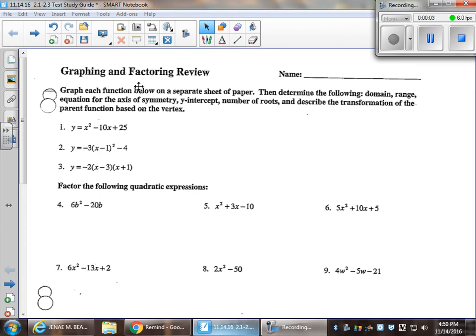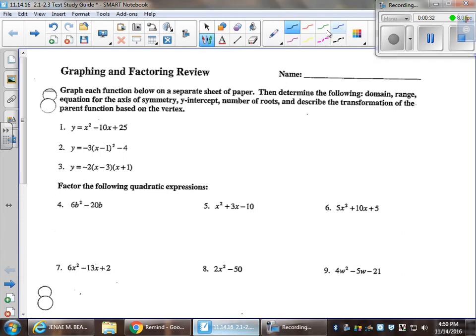Hi, everybody. This will be our review for tomorrow's 2.1 to 2.3 test. Questions 1 through 3 say graph each function below on a separate sheet of paper, then determine the following: domain, range, equation for the axis of symmetry, y-intercept, number of roots, and describe the transformation of the parent function based on the vertex. So we'll treat this as kind of a checklist once we have our graph, but the priority first is to get that graph.